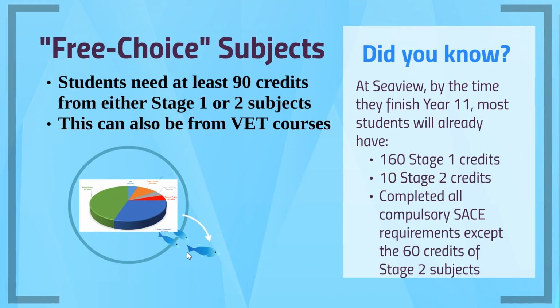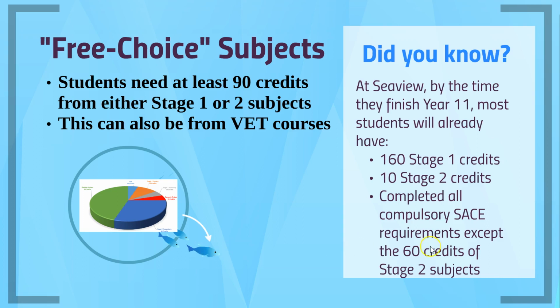Now, the free choice subjects make up the other 90 credits that a student can do. These can be from VET courses as well. Okay, I said some of those Stage 2 credits can be a Cert 3 course. If they're doing a Cert 1 or 2 course or a Cert 3 in retail, that can make up their flexible 90 credits to get their SACE as well.